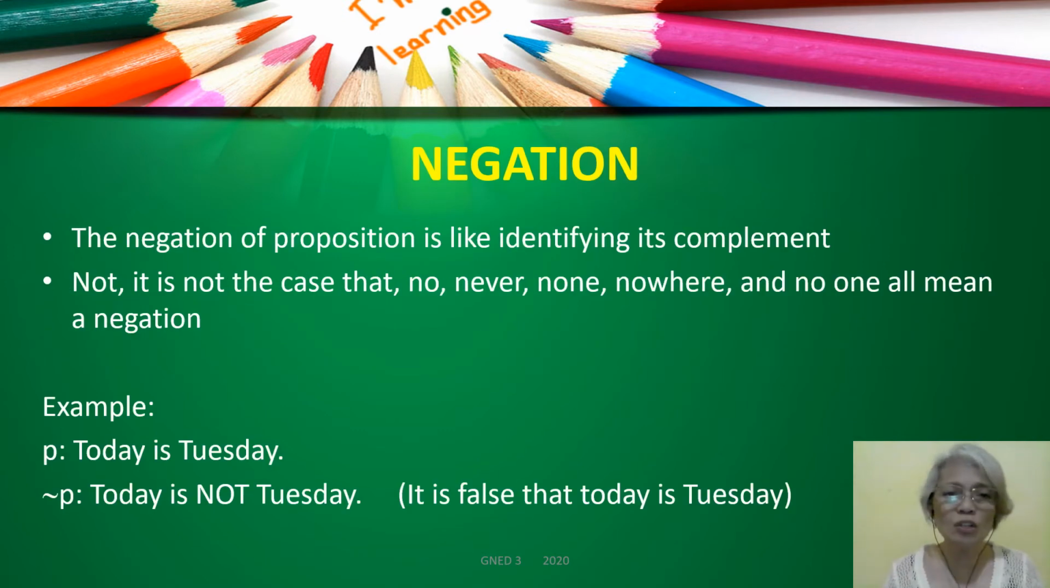The negation of a proposition is like identifying its complement. So we see the words not, it is not the case that, no, never, none, nowhere, and all of these mean a negation. For example, our P is today is Tuesday, and therefore our not P, which is a negation, is today is not Tuesday, or we can also say it is false that today is Tuesday.